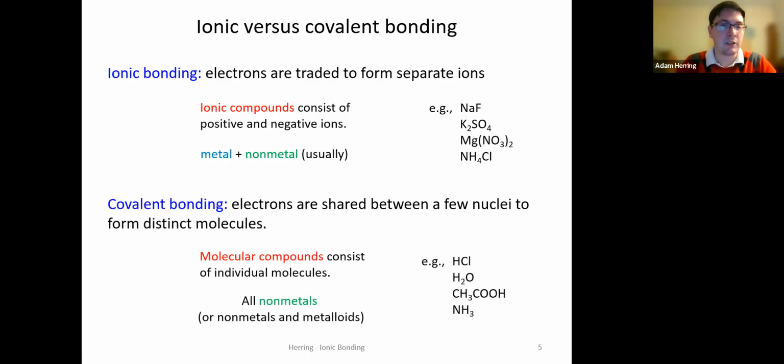We can also get covalent bonding. This occurs when the electrons are shared between different nuclei, and they form distinct molecules. So all molecular compounds consist of individual molecules, which you could separate from one another. And these are also consisting only of nonmetals or metalloids. So some examples are hydrochloric acid, water, acetic acid, and ammonia. All of these compounds consist only of nonmetals.